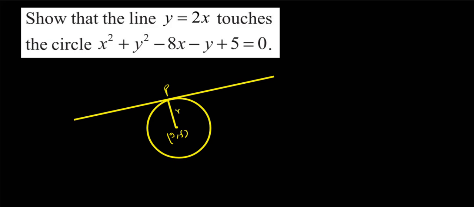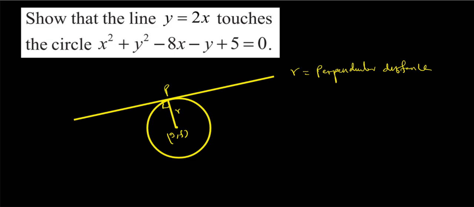So we have this idea that our radius always makes 90 degrees with the tangent at the tangent point. If they make 90 degrees, then we can say the radius r is the perpendicular distance from the center to the tangent line.